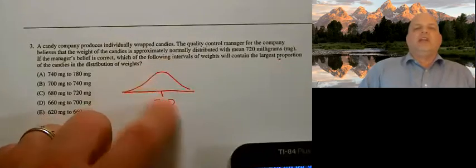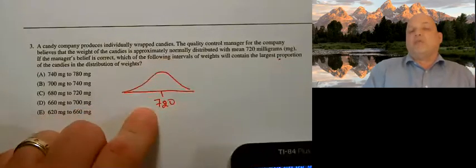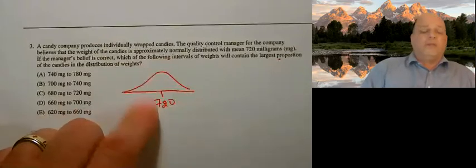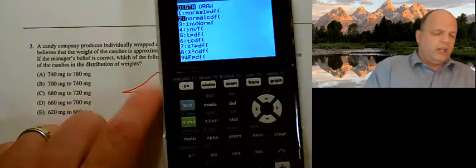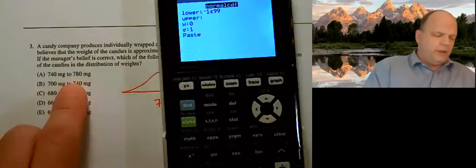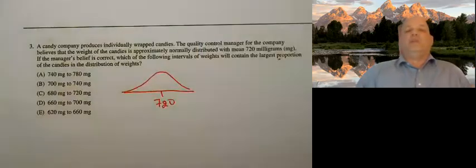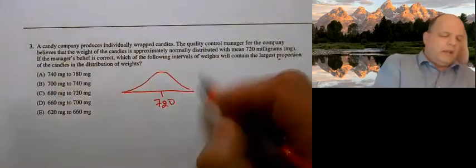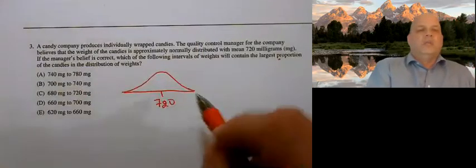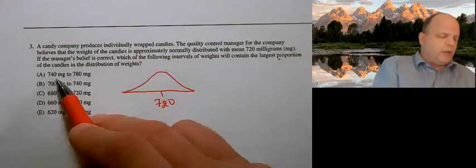But they didn't give a standard deviation. And since they didn't, I'm kind of stuck. Otherwise I'd go second bars, norm CDF, lower bound 740, upper bound 780, mean is 720, and then I'd put in some standard deviation. They didn't give me a standard deviation. Not that it's really critical here, because if I look at these, they did something kind of special.